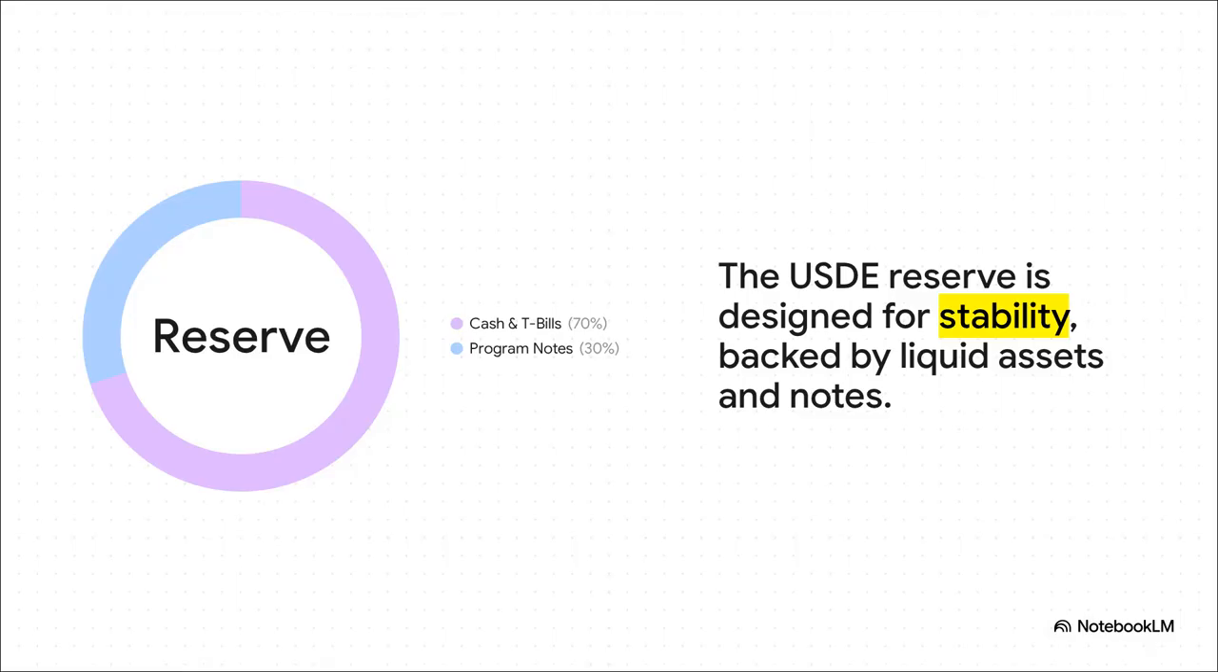So you're probably wondering, what's actually backing that core reserve? Well, it's designed for stability. As you can see, the vast majority is held in super liquid stuff like cash and U.S. Treasury bills. The rest is held in something called program notes. The easiest way to think about these is as short-term loans that are directly backed by the energy sales flowing through the system itself. So it adds this credit component that is native to the network.